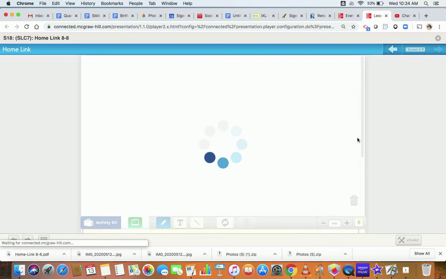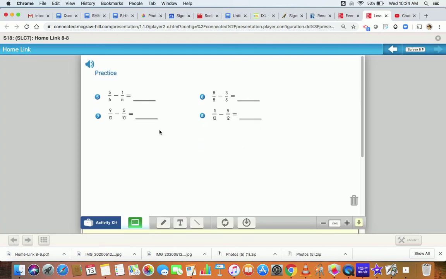And then down at the bottom, you just had 4 subtraction fraction reviews. So 5/6 minus 1/6, we just subtract the numerators, remember? So 4/6 would be our answer. 8/8 minus 3/8 would be 5/8. 9/10 minus 5/10 would be 4/10. And 11 twelfths minus 5 twelfths would be, sorry, 6 twelfths or 1/2.